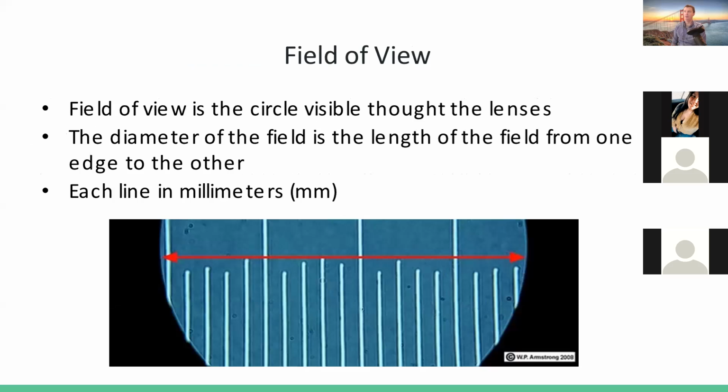Okay, so another concept that you need to know is your field of view. So that's the circle visible through the lens. So the diameter of the field is the length of the field from one edge to the other. So each line here is a millimeter.